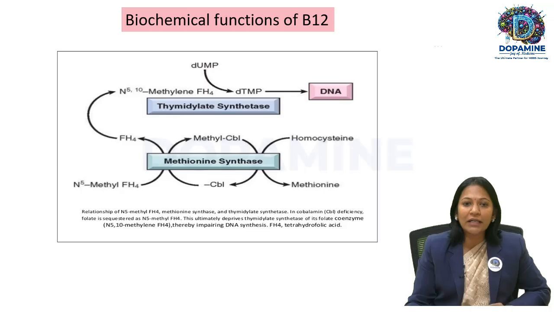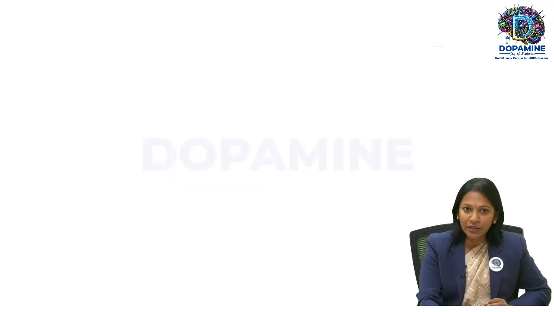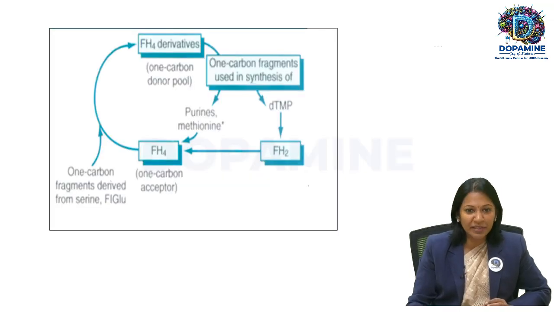This is getting converted to tetrahydrofolate. Tetrahydrofolate is the key mediator needed for DNA synthesis, for the conversion of deoxyuridine monophosphate to deoxythymidine monophosphate. So this reaction needs folate. What we need to understand here is this one carbon metabolism, where tetrahydrofolate is a one carbon acceptor. It will get the fragments from serine and FIGLU, that is formiminoglutamic acid. So through this one carbon pool also, tetrahydrofolate can synthesize thymidine base pairs.